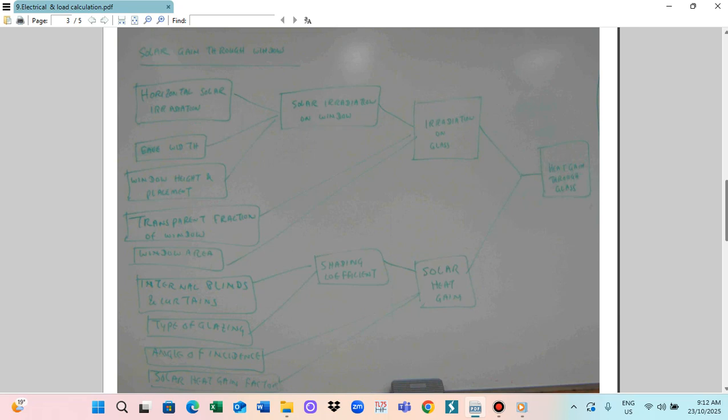So this is where you allocate the window: the east side, west side, north side, south side. Their heat gains are different. So if you want to calculate the heat gain through the door and window, you also need to know where the doors and windows are located. This way, we can calculate the solar irradiation on the window.